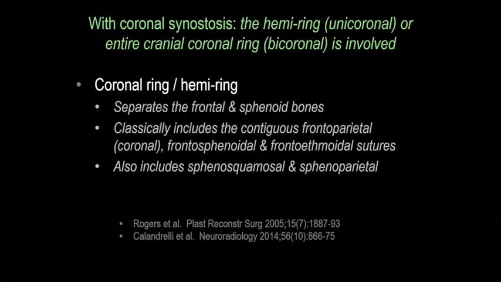With coronal synostosis, the hemiring in unicoronal or the entire coronal ring in bicoronal is involved. The coronal ring and hemiring separates the frontal and the sphenoidal bones and classically includes the contiguous frontoparietal, frontosphenoidal, and frontoethmoidal sutures, and also includes sphenosquamosal and sphenoparietal sutures.